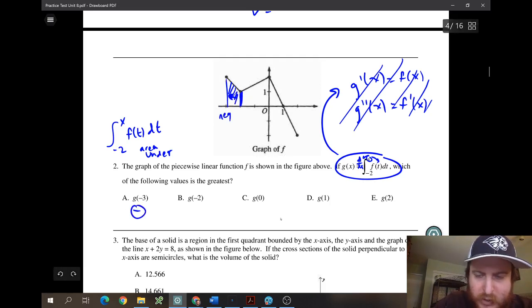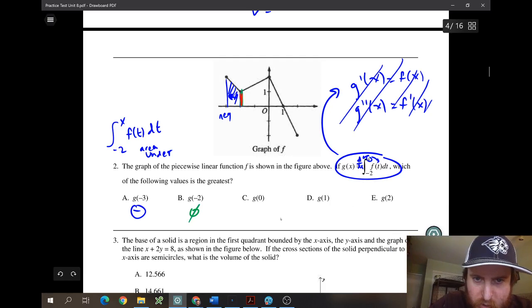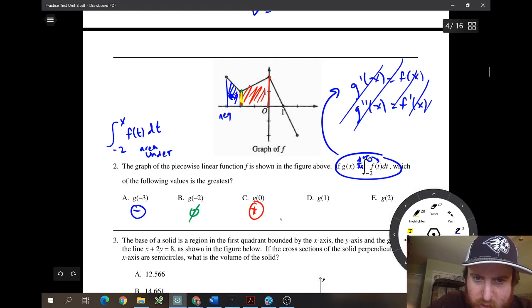Okay, g of negative 2 would be basically itself. So like starting at negative 2 and ending at negative 2, this is going to be a 0 area. G of 0 is going to be starting at negative 2 and going out to 0. That's going to be this area under the curve. That's a positive area.